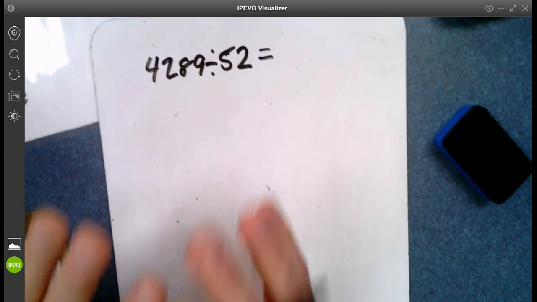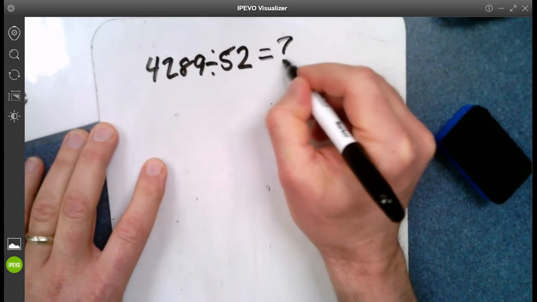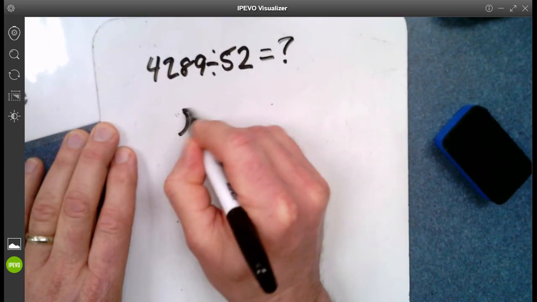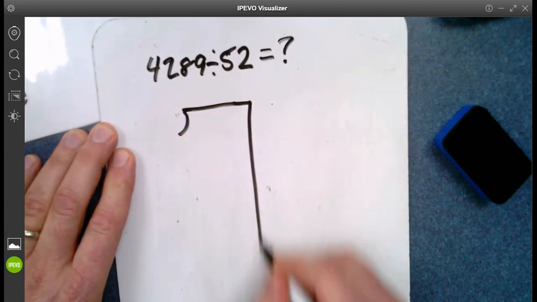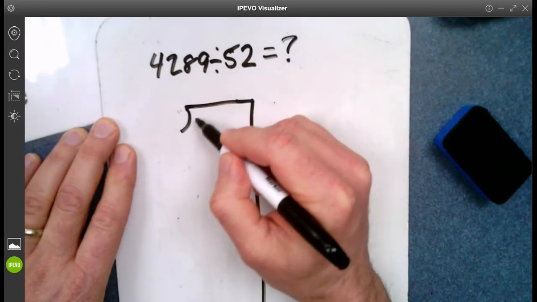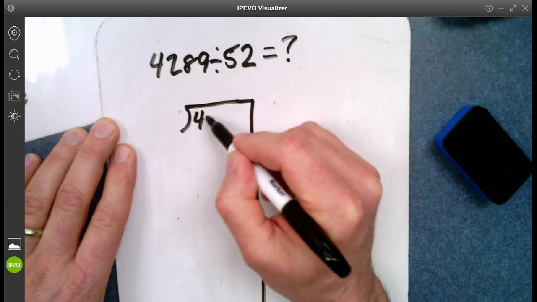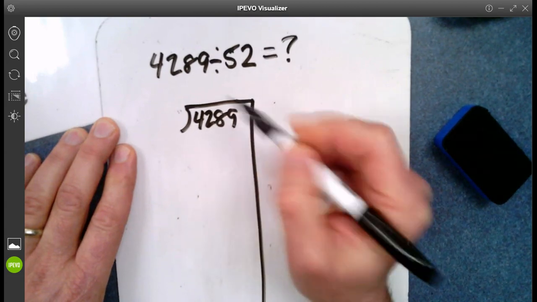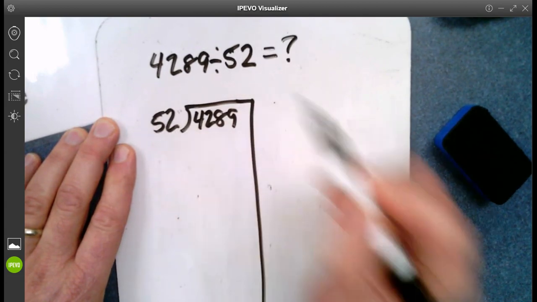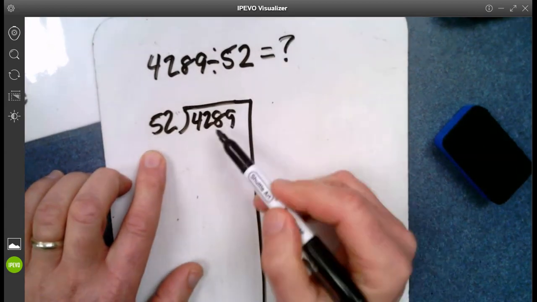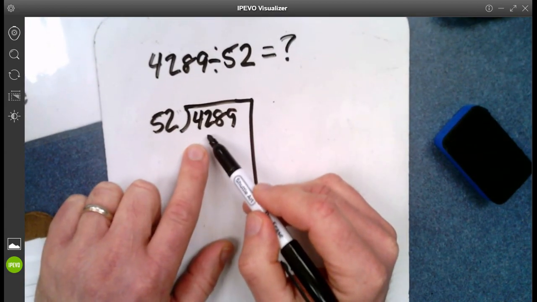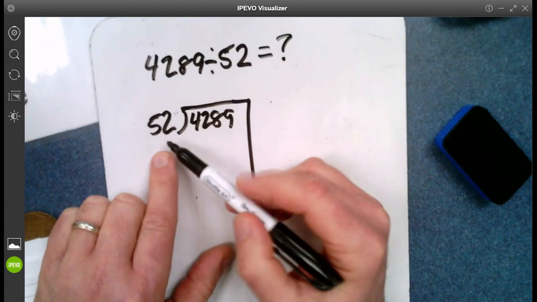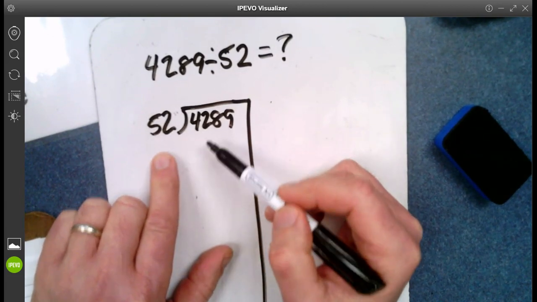The process is exactly the same. Okay, we're trying to figure out our quotient. So we're going to set it up, leaving up enough space to work here. The 4,289, which is our dividend, goes inside our house. The divisor, which is 52, goes outside our house. We're starting with, think of 4,289 Skittles, sharing them with 52 students. Wow, that's a lot of Skittles.